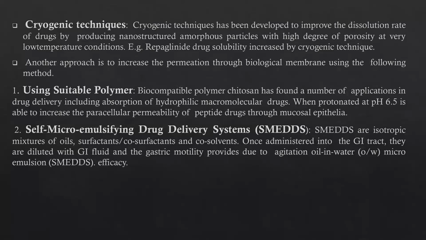So using a suitable polymer will increase the permeation of the drug through the biological membrane. If we know the important rate-determining step of a hydrophilic drug is permeation through the biological membrane, then this will be used to increase the paracellular permeability of the peptide drug, as chitosan increases the permeability of these peptide drugs.